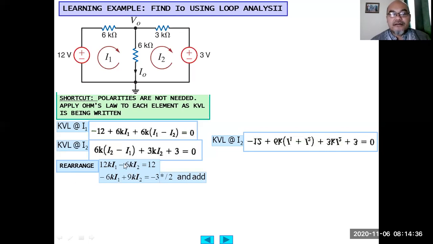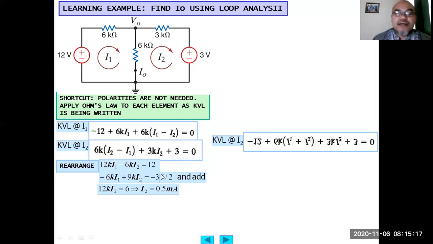So from here we have two equations with two unknowns, I1 and I2. Here, for example, we can use the elimination method. We multiply the second equation by 2, so this becomes negative 12K I1 plus 18K I2 equals negative 6, right? So when we then add them, the I1 terms will be eliminated. So this becomes minus 6K I2 plus 18K I2, which becomes 12K I2.